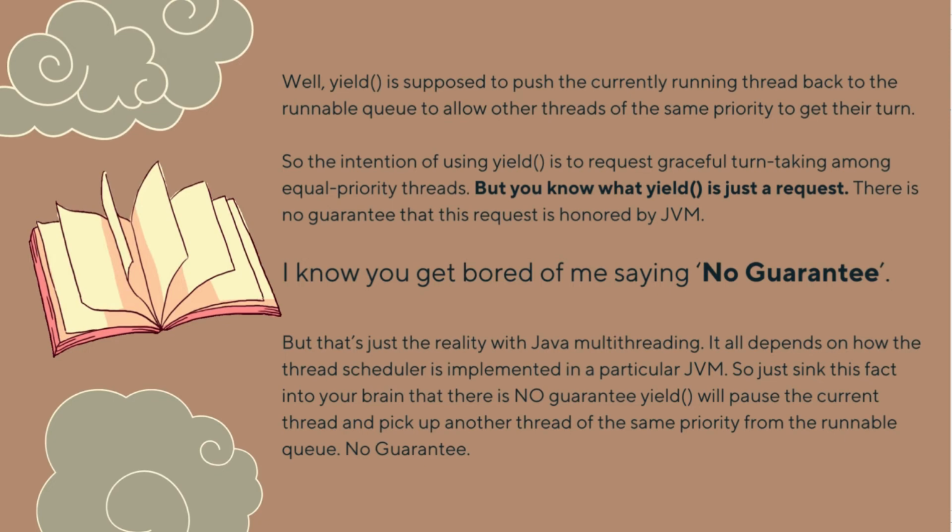So all in all, the yield method won't ever cause the current thread to go to the waiting, sleeping or blocking state. At most, the yield method will cause a thread to get pushed back to the runnable queue, but again it might or might not have an effect at all. Also, the state of the thread won't change. That means if you call the yield method on the current thread, the state of the thread will remain runnable.